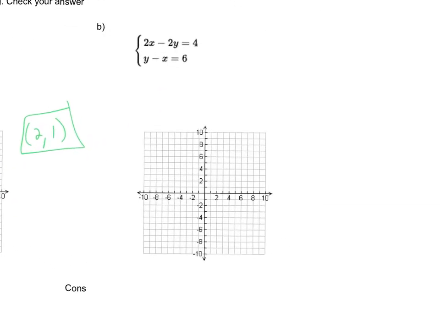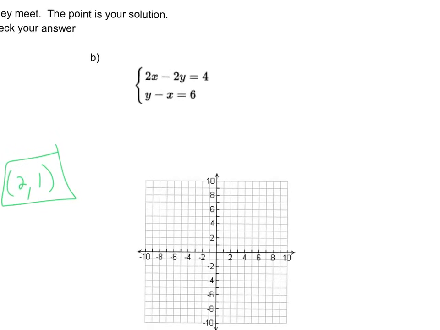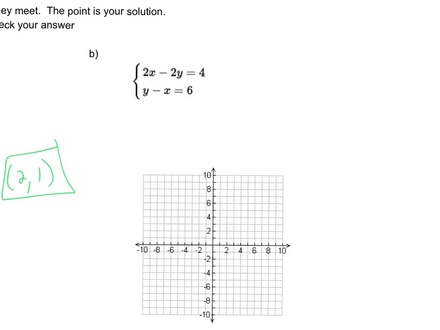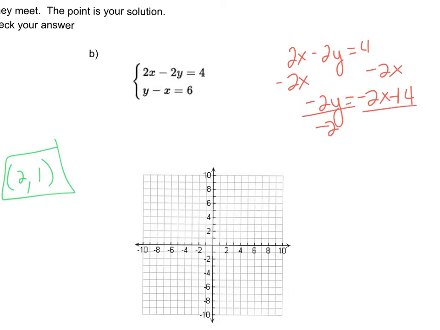All right, let's do the next one. Looks like both of them we're going to have to convert, to either find the intercepts or convert to slope-intercept form, and I'll just convert it. So we have 2x minus 2y equals 4. Subtract 2x from both sides. We'll have negative 2y equals negative 2x plus 4. Divide by negative 2. Y will equal x minus 2.